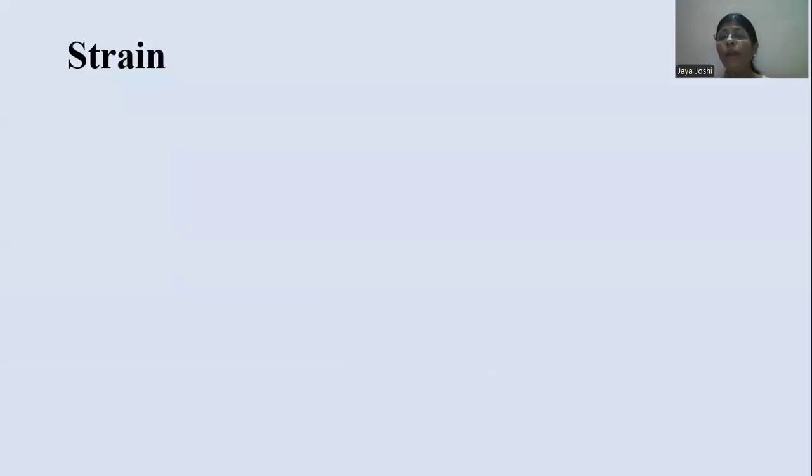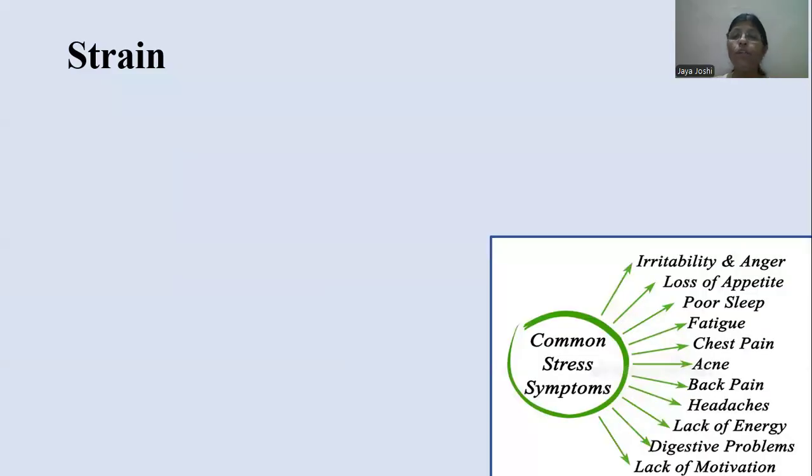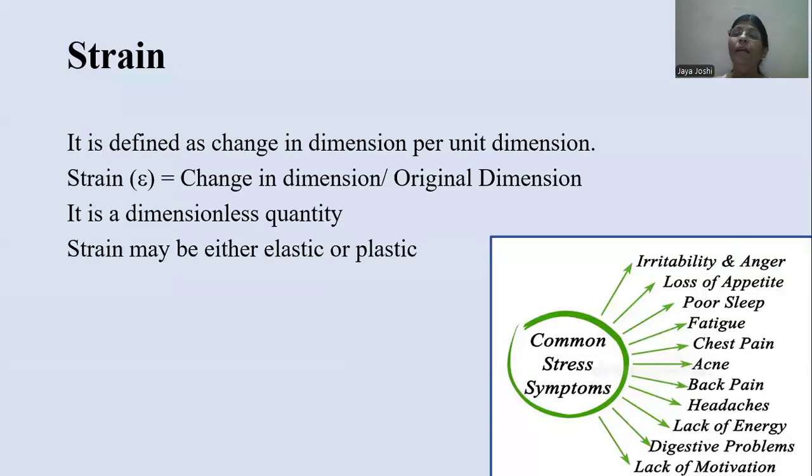Now coming to strain. As I told you, the body reacts to the external event. So it is the body's reaction. Similarly, an object also reacts to external forces. How does it react? It will show a change in dimension. So basically, strain is defined as a change in dimension per unit dimension. Okay. And it is a dimensionless quantity.